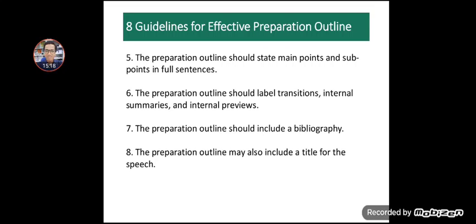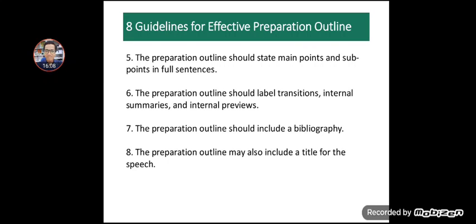Internal summaries, maybe after we have done an explanation of a sub point, we do some internal summaries after that, and then when we have the transition to the next main points or to the next sub points, we do some internal previews about the new point. For example, in delivering the points of time management, we want to start with the first point that in time management, first we need to make sure that we take good care of our time management to do ibadah, to take good care of our relationship with Allah, with God.